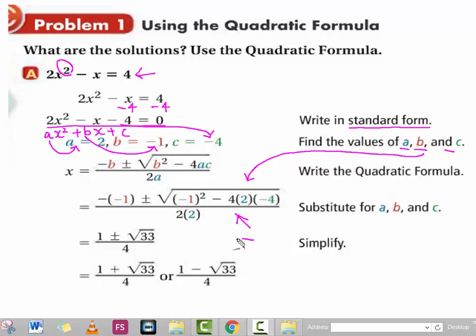And after that we can simplify this answer because there is a plus and minus sign, so you have two answers right here. One is 1 plus square root of 33 over 4. The other one is 1 minus square root of 33 over 4.